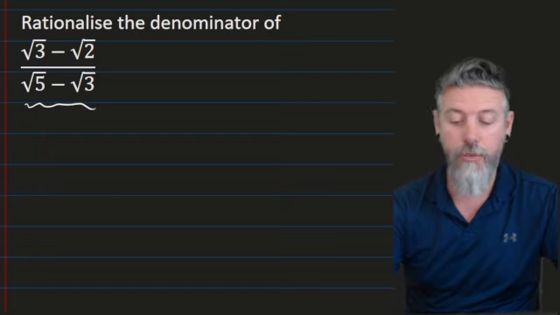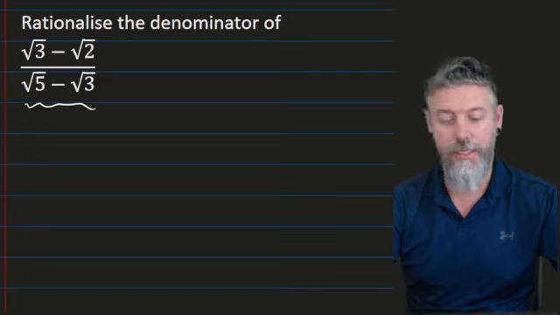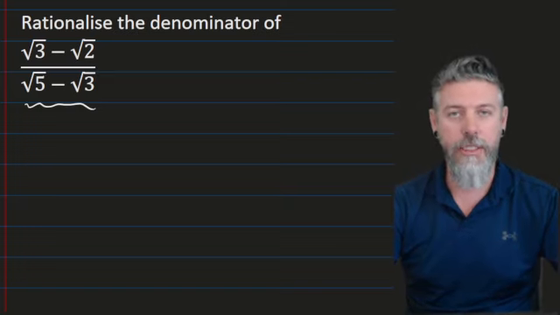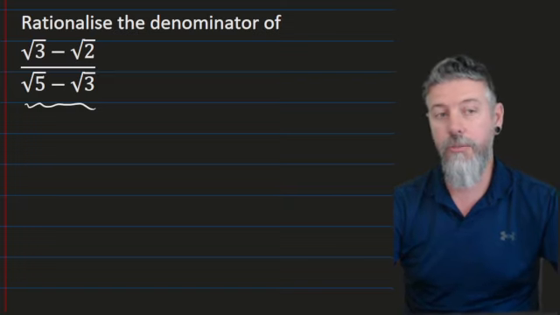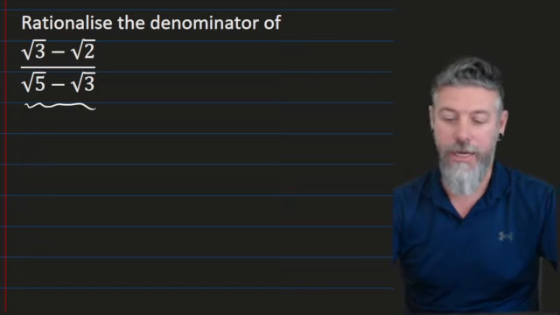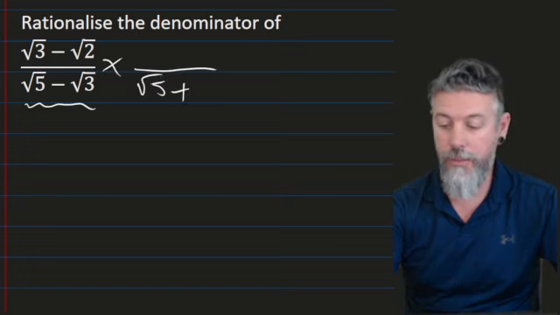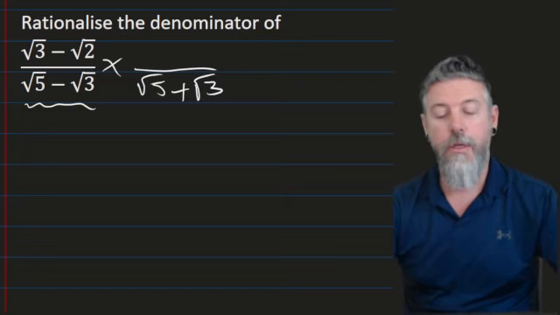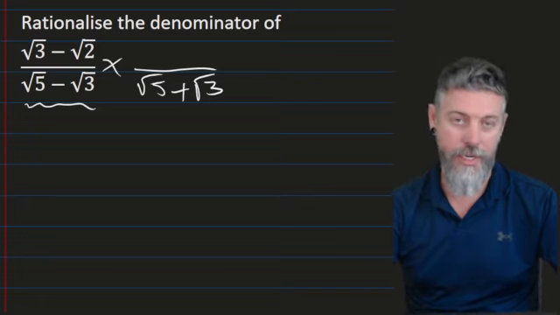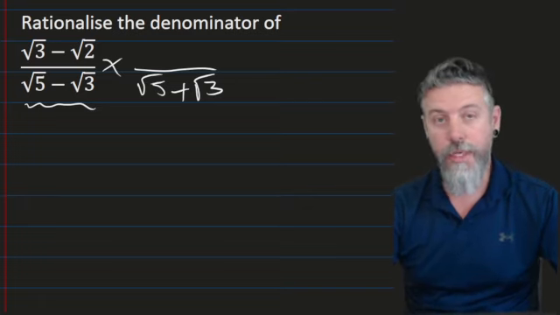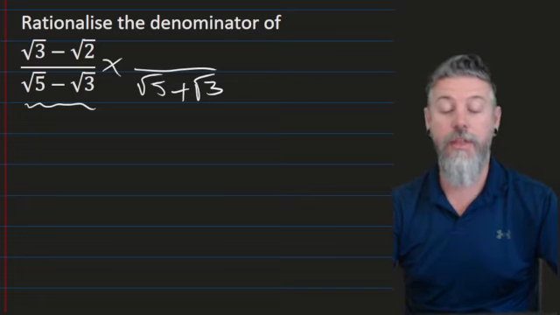In the denominator, we've got root 5 minus root 3. So that's got a minus in it. So the expression that we need has to have the plus in it to make that factorization. So we need to be multiplying this denominator by root 5 plus root 3. So that creates the situation where we have the difference of two squares expansion.